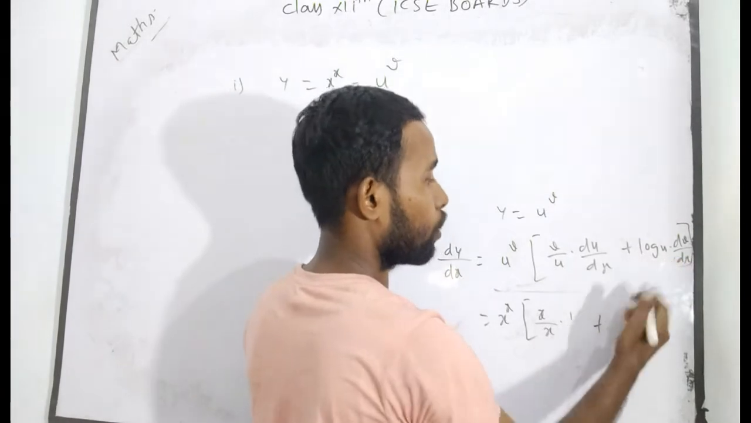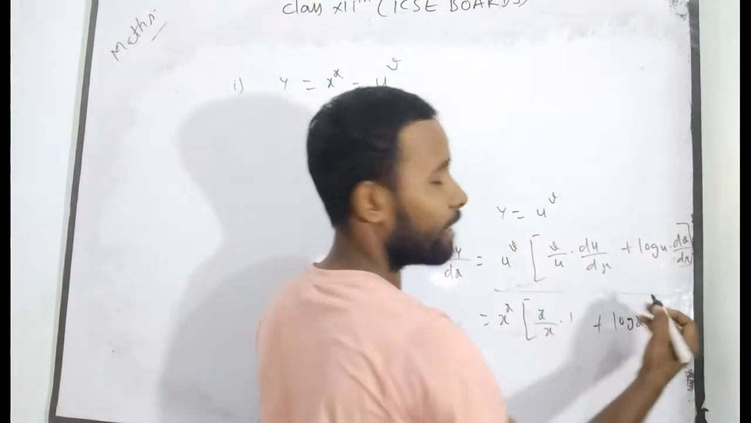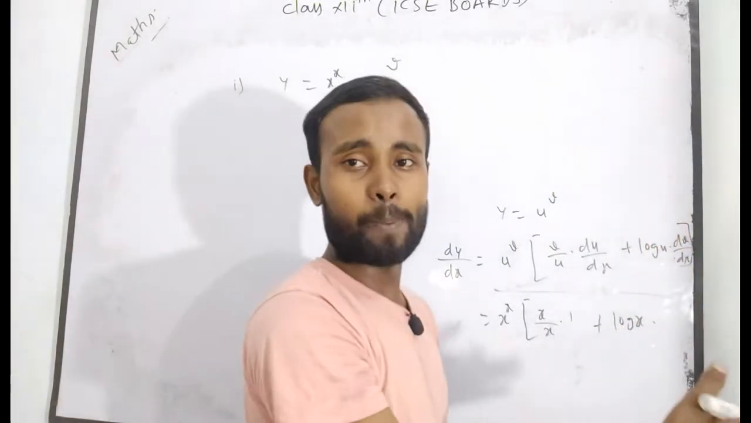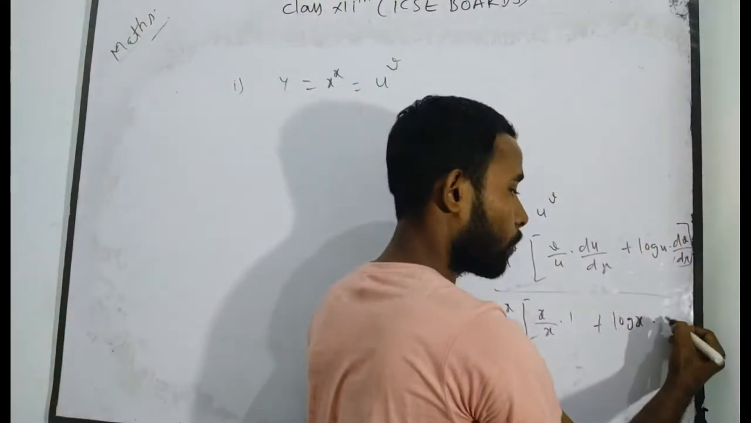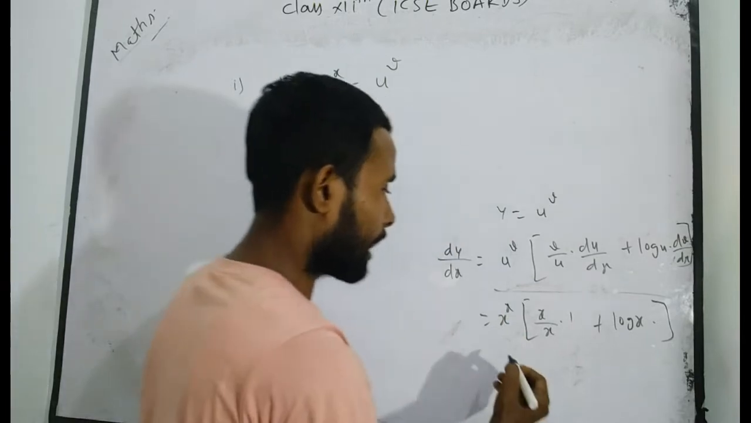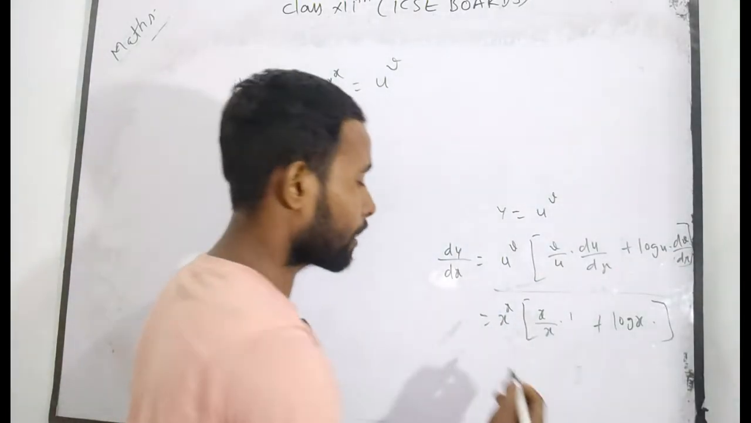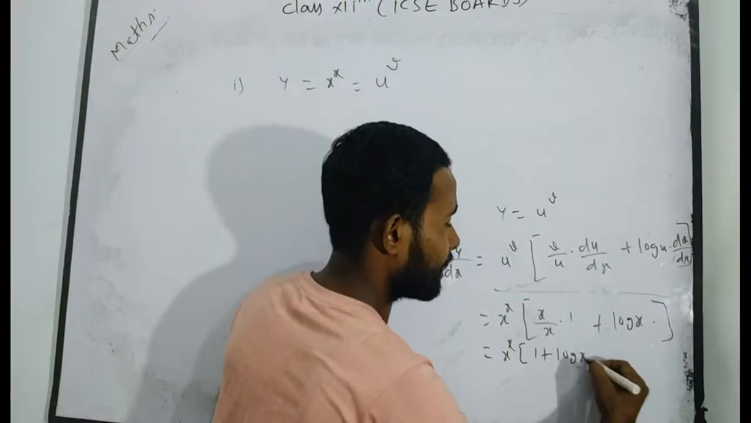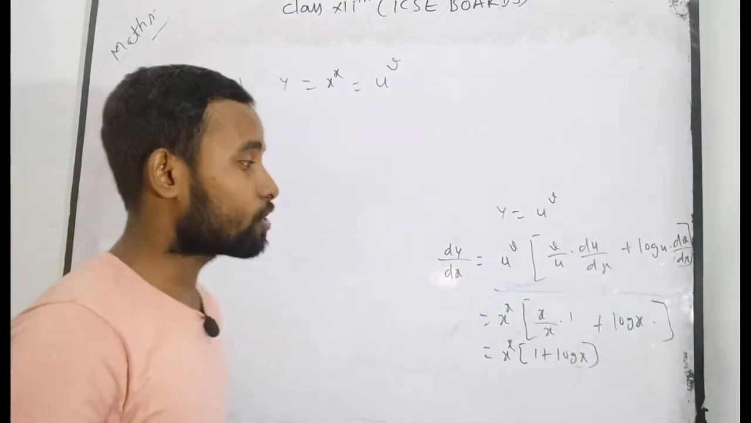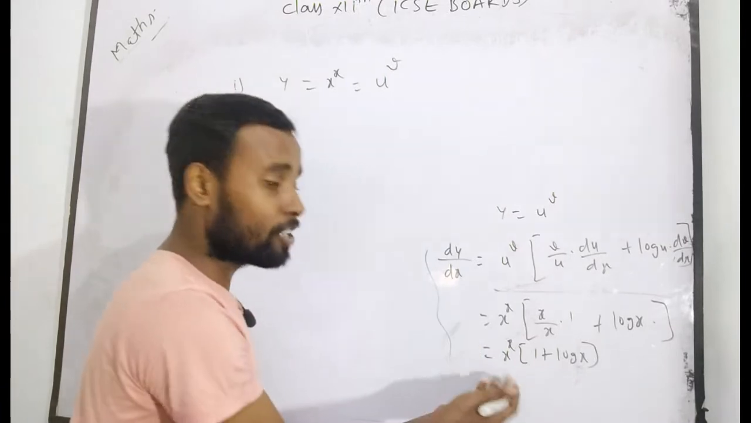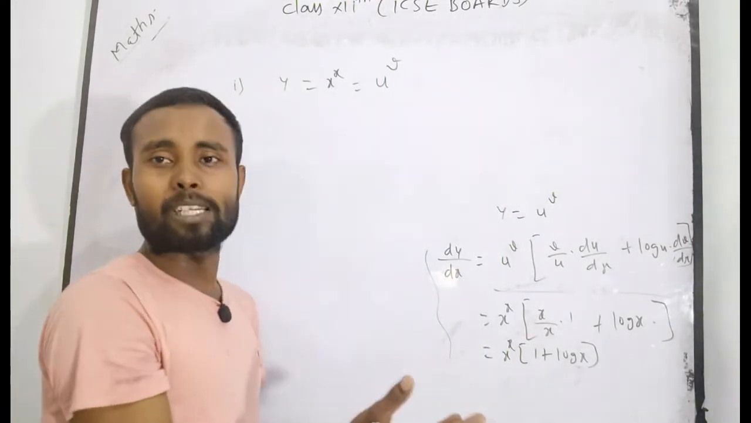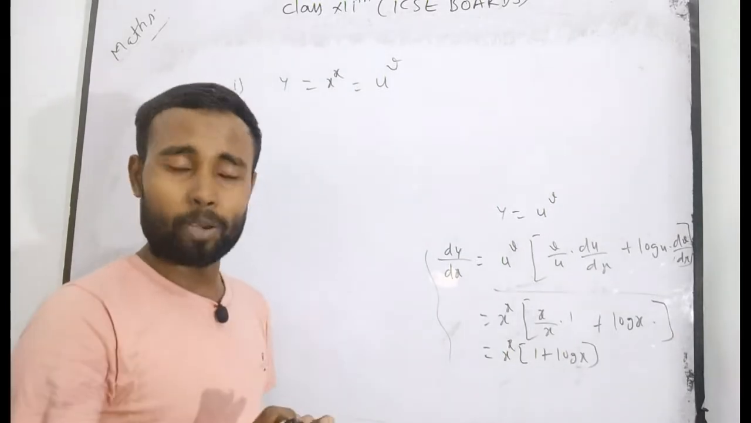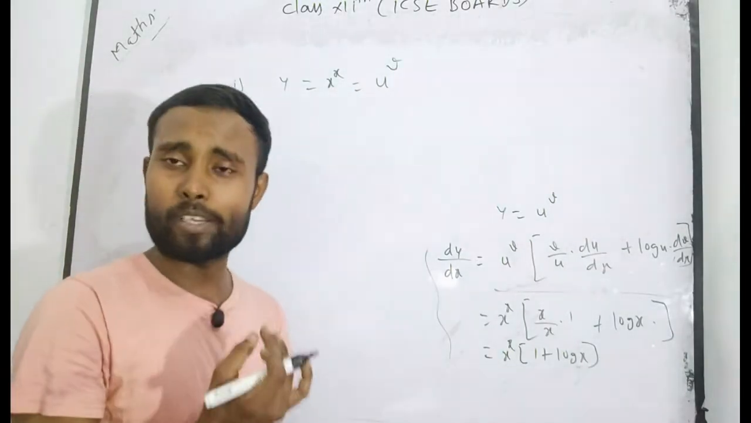This is your log u, so you can write here log x because u is equal to x, and dv dx, derivative of x with respect to x will be 1, so it will be 1. You can leave. Now x to the power x will be 1, so it will finally give you 1 plus log x into x to the power x, which is your required answer. That means quickly you can solve. Within 4 to 5 seconds you can solve if given u and v are so easy.